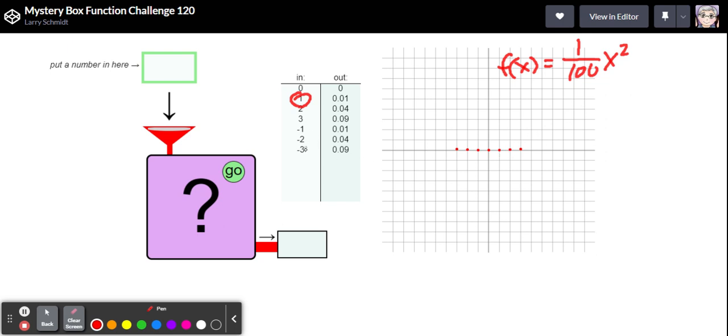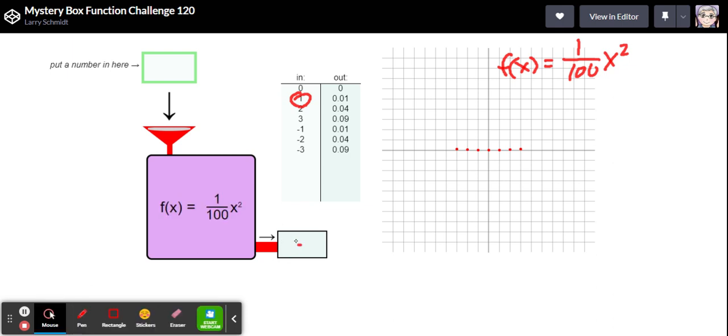So I think that's what we've got going on here. If you put in, let's say, a -3, -3 squared would be a +9, times 1/100th would be 9/100ths. That's what we get here. So I'm satisfied we've got this one. So I'm going to go ahead and check this. There it is. Yeah, 1/100th x squared.